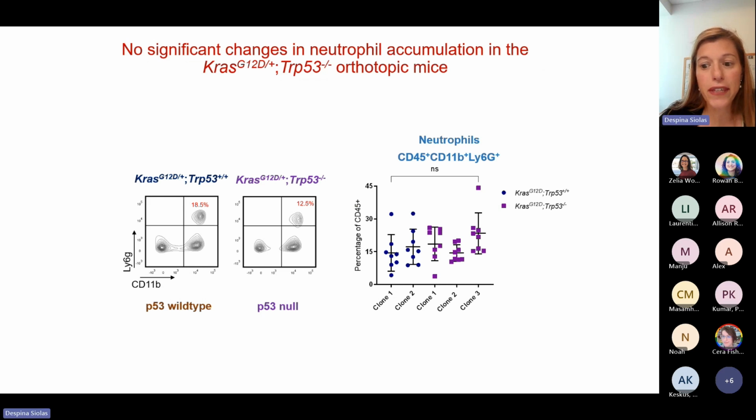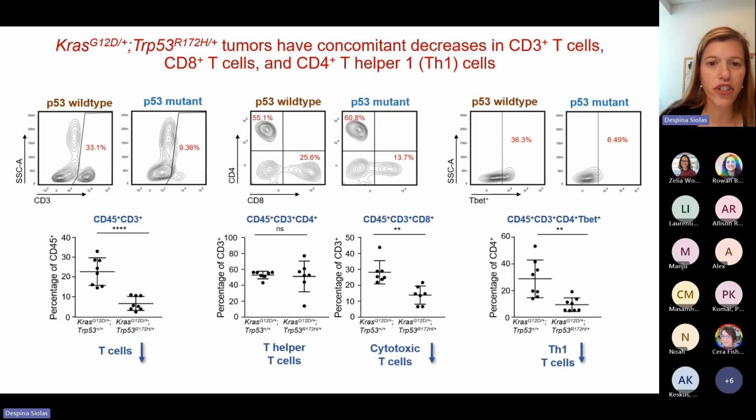And to confirm that this wasn't a result of loss of wild-type P53 function, we also created another cell line that had a P53 null, and we saw no significant differences in neutrophils when we orthotopically implanted them. So this again supported the hypothesis that this was present due to P53 gain-of-function activity.